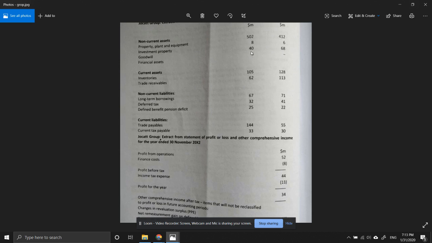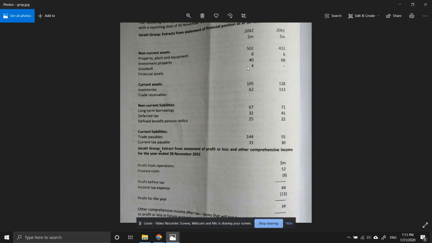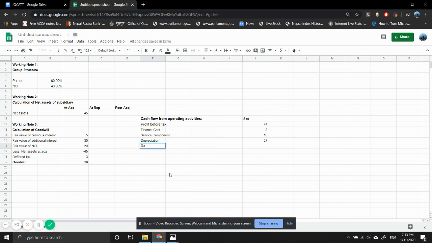So investment property. It was 68 down to 40, right? So why has it decreased? No, that's goodwill. Investment property is over here, 6 and then 8, right? So gain on investment property.